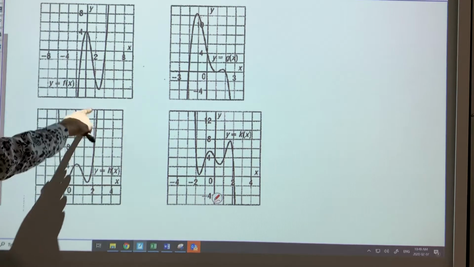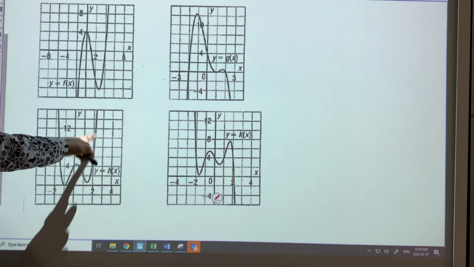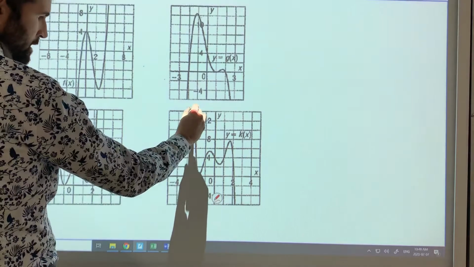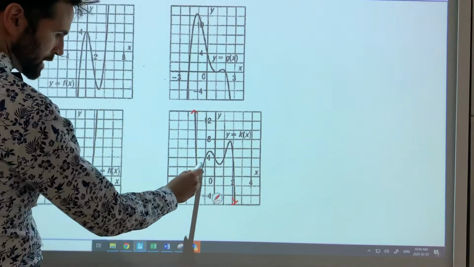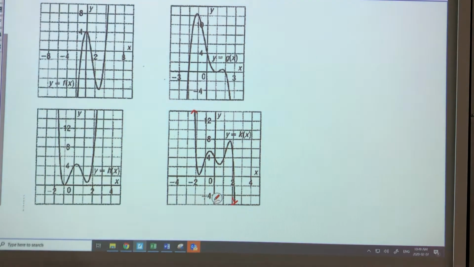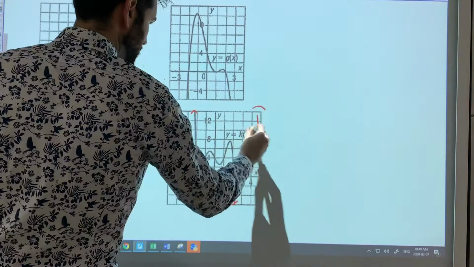This is an even function because it's got that parabola type shape. So let's see. Starting up here, ending down here. So that looks good. Do we have more than 5 x-intercepts? No, so this is definitely graph number 1.